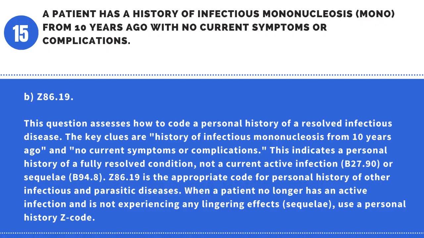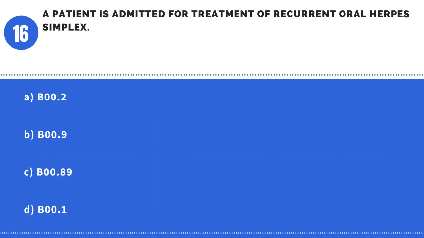The key clues are history of infectious mononucleosis from 10 years ago and no current symptoms or complications. This indicates a personal history of a fully resolved condition, not a current active infection, B27.90, or sequelae, B94.8. Z86.19 is the appropriate code for personal history of other infectious and parasitic diseases. When a patient no longer has an active infection and is not experiencing any lingering effects, sequelae, use a personal history Z-code.